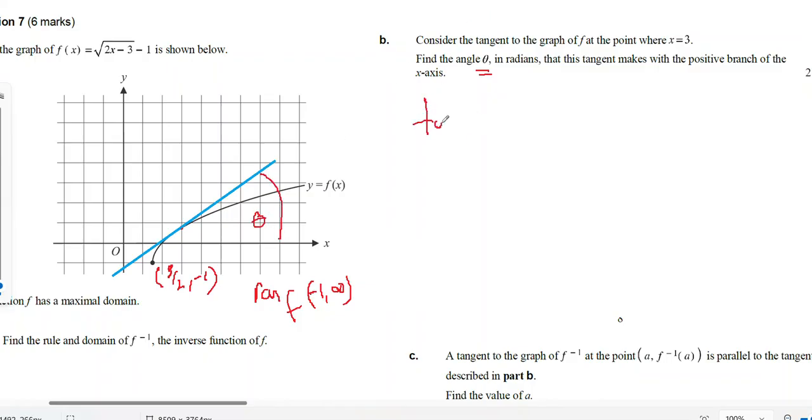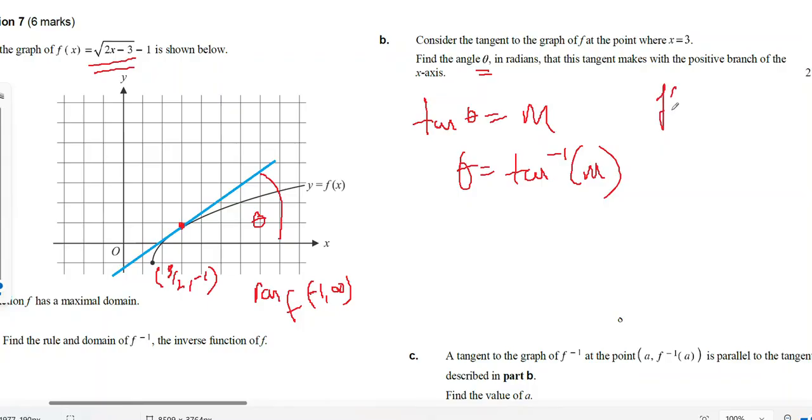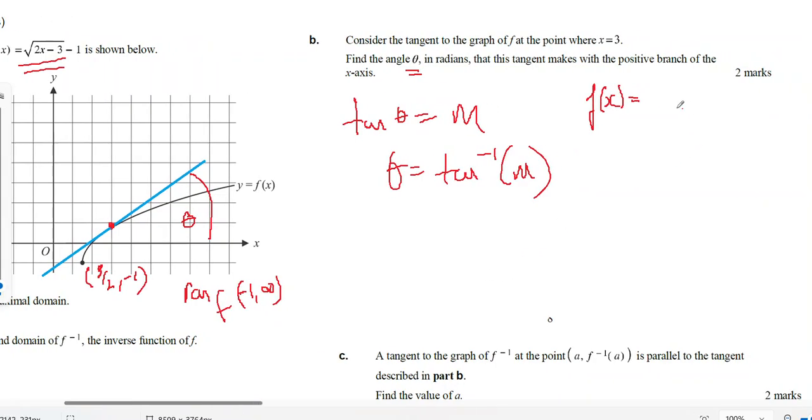Okay, so the tan of the angle will equal the gradient. Therefore, the angle will be the inverse tan of the gradient. And to find the gradient, I need to take the derivative and then set x equal to 3. So f of x equals 2x minus 3 to the half, minus 1.